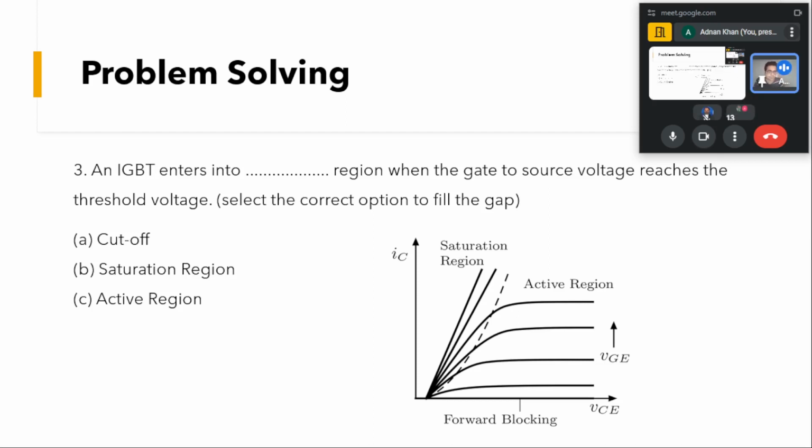First it moves from the cutoff to the active region, but if we go on increasing our gate voltage to a particular point, it will move from the active region to the saturation region, as we had seen in the characteristics. This saturation region is where we want to operate our device. As soon as our gate source voltage reaches the threshold voltage, the device goes into the active region. C is the correct answer for this. After that, if we further increase our gate voltage, then we shall move from the active region to the saturation region.